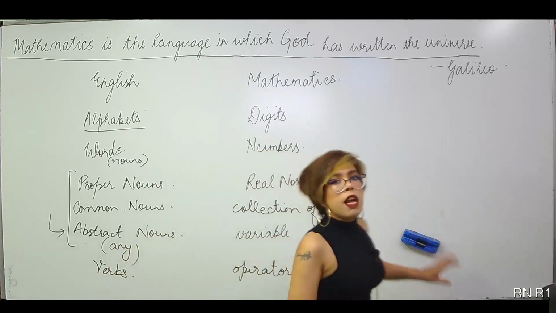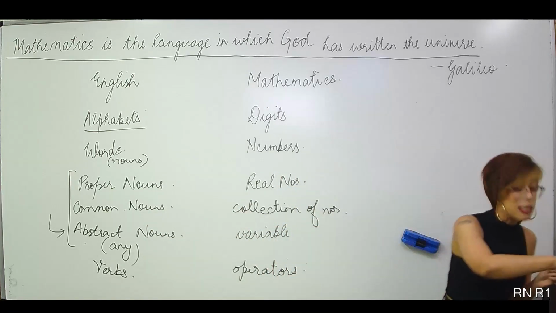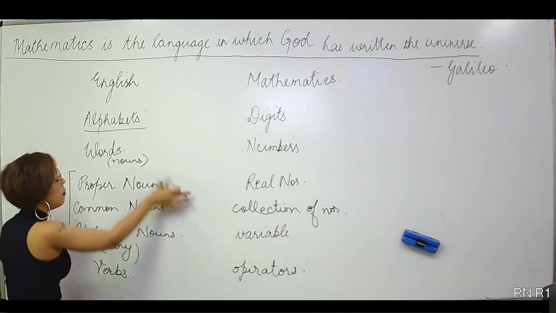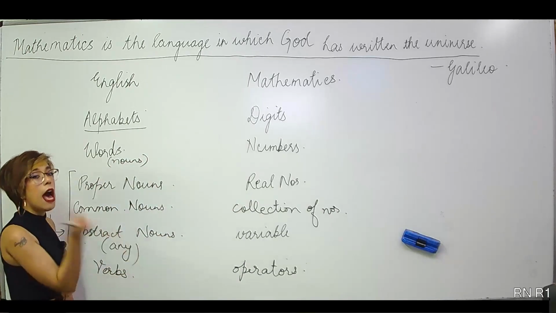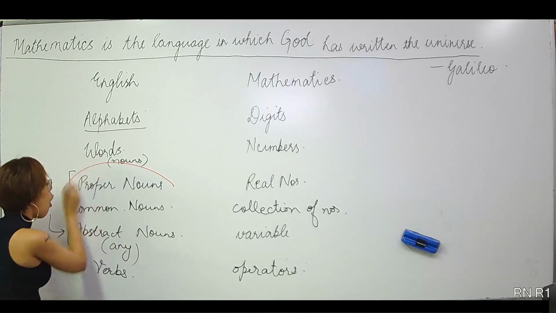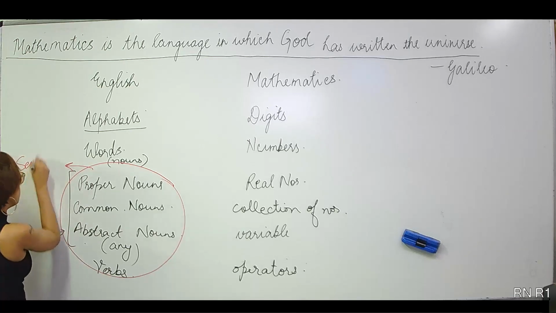I am not talking about the other kinds of words over here because it doesn't serve my purpose. Look, I have some noun, I have some object. I have made that object do something with the help of verbs. If I combine all of these, I am going to get a sentence.